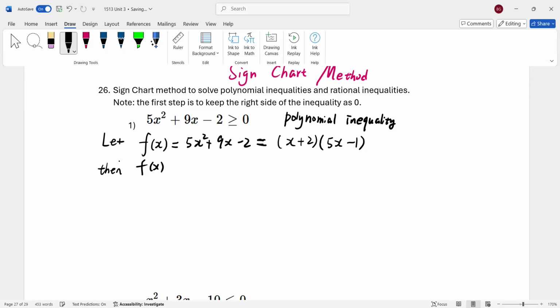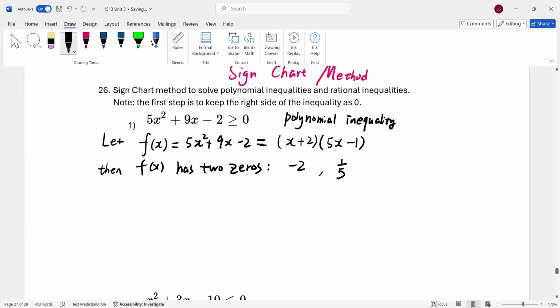f of x has 2 zeros. You can also understand zeros as roots, right? Function f is a quadratic function. We can factor the quadratic function as x plus 2 times 5x minus 1. And then we can see from the factorization, the function has 2 roots or 2 zeros. The 2 zeros are -2 and 1/5.